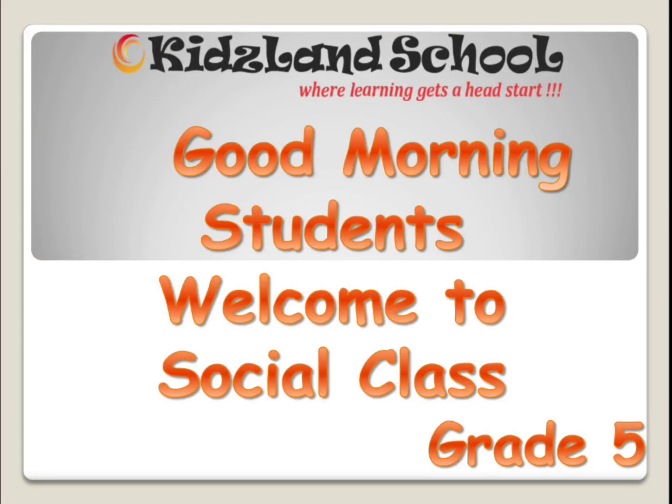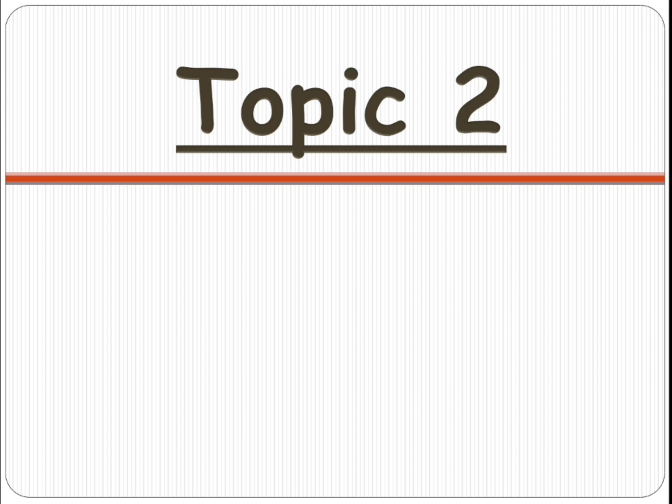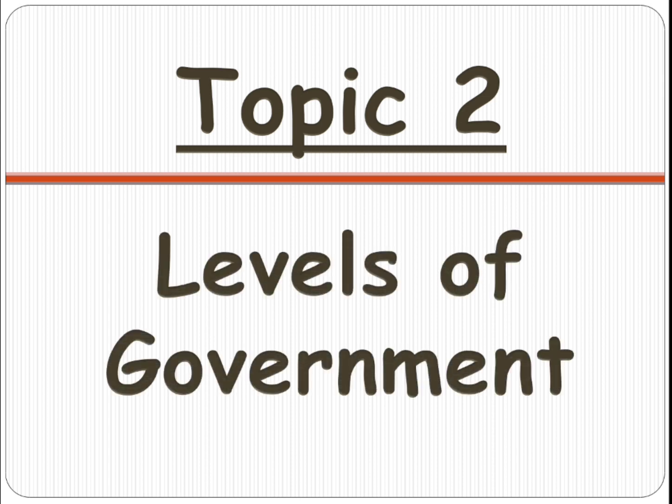So, in social, we are learning block 22, which is our government, isn't it, children? And in this, we have learned what is the need of the government. So, in the second topic, we will learn levels of the government. Okay, children, please open your social content books and turn to page number 136.